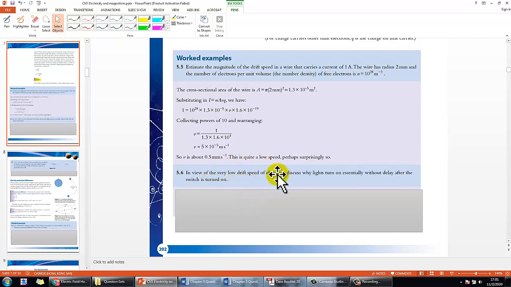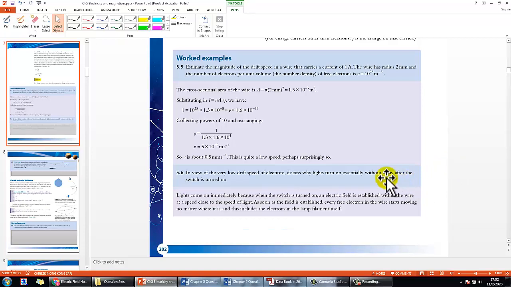And there is a question that you may think about, is that since the drift velocity of the electron is so slow, so how come the light can switch on immediately without delay every time you use the lamp? For example, now if you go to switch off or switch on your light, it will go on or off immediately. So how come is that? Okay, if you want to think about it, pause the video now and think about that.